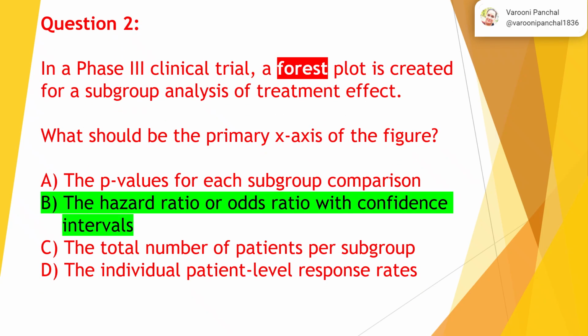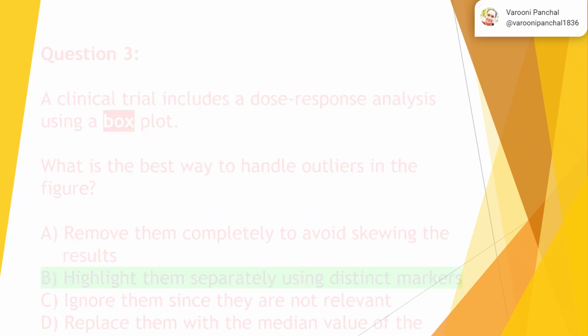Question 2. In a phase 3 clinical trial, a forest plot is created for a subgroup analysis of treatment effect. What should be the primary x-axis of the figure? Option A says the p-values for each group comparison. Now p-value is an irrelevant answer. The total number of patients per subgroup. That's also an irrelevant answer. The individual patient level response rate. Now this has nothing to do with the forest plot, right? So the correct answer is the hazard ratio or the odds ratio with confidence intervals.